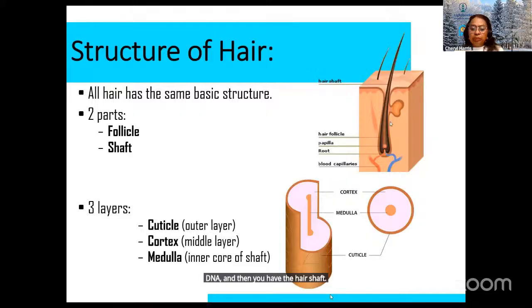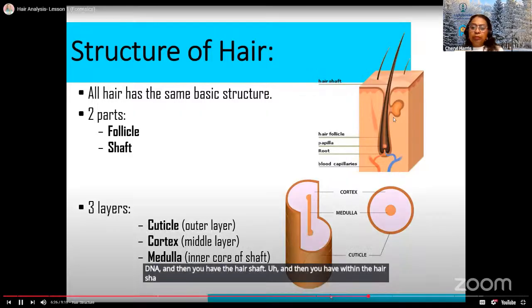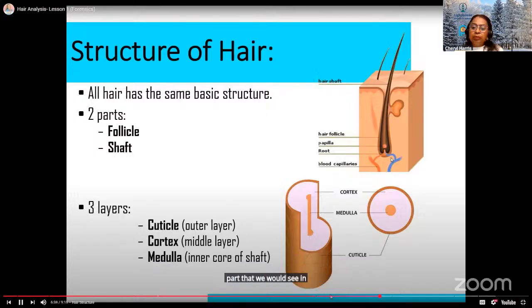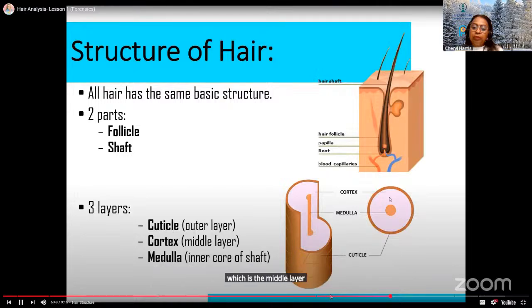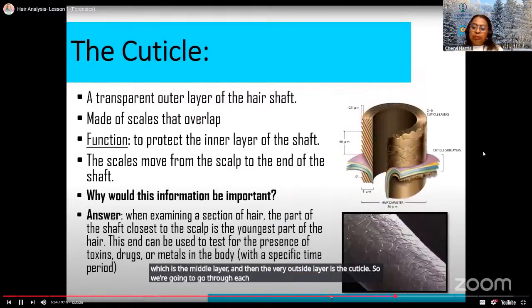And then you have within the hair shaft 3 different layers. So you can think of the hair shaft as like a pencil, where the very inside part that we would see in a pencil as the lead would be the medulla. And then wrapped on the outside of the medulla, you have what we call the cortex, which is the middle layer. And then the very outside layer is the cuticle. So we're going to go through each of those 3 types, and I'll show you some images of those.